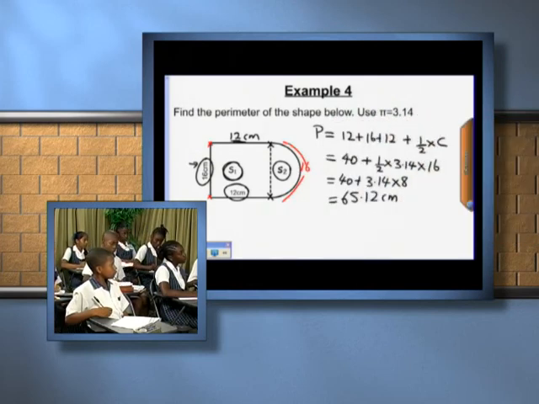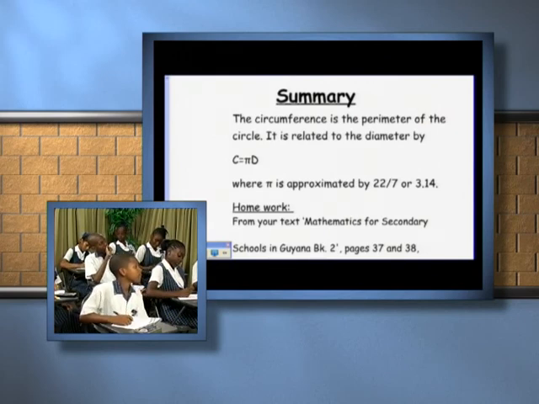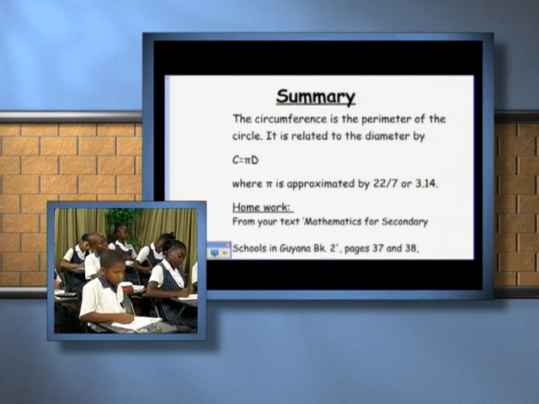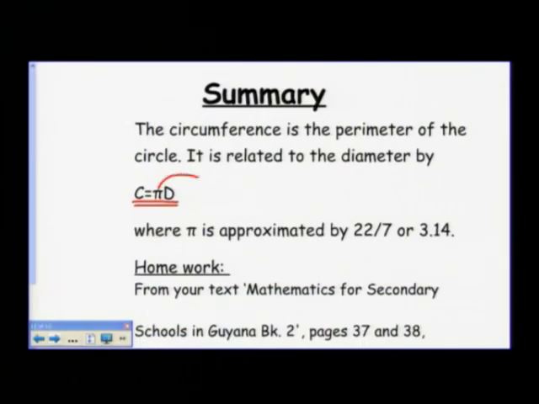Let us just summarize our lesson. The circumference, just remember, is just another word for the perimeter. If it's a circle, then we call the perimeter of the circle the circumference. And it has a special relationship with the diameter, whereby we say that the circumference is equal to pi times the diameter. Now remember that this symbol here, we pronounce it as pi. It is a Greek letter, and it has a special value.